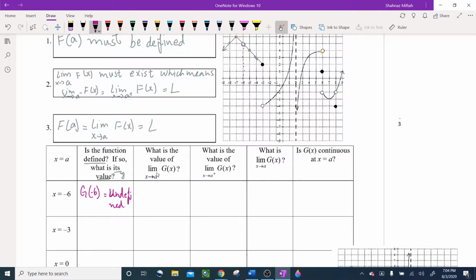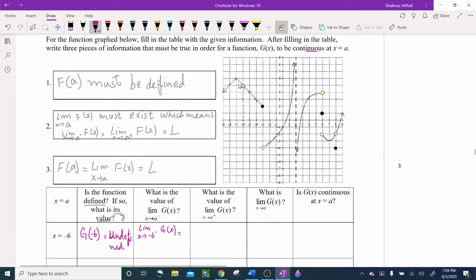Okay, what is the value of the limit as x approaches negative 6 from the left? So I'm going to say limit x approaches negative 6 from the left of g of x. So let's try that. This is negative 6 and I'm talking about the left, right? We don't have a y value at negative 6, but we can find the limit from the left. This is the left side of my negative 6.